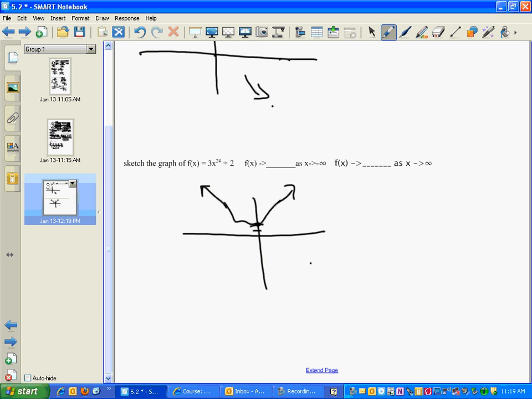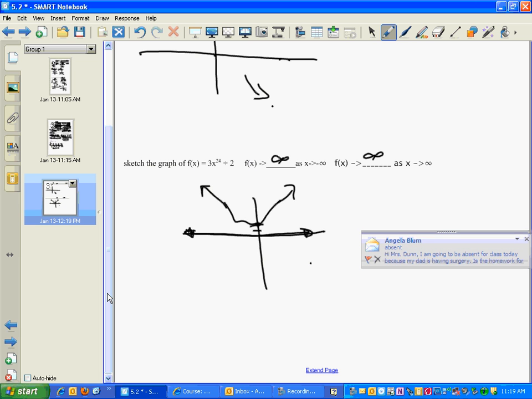So as x goes negatively, what is my y doing? And as x goes positively, what is my y doing? So if you can't sketch the graph, you're not going to get this part right. Does that make sense? So you got to know in your head what these graphs are looking like. So on your homework, let's open up and let's look at the homework.